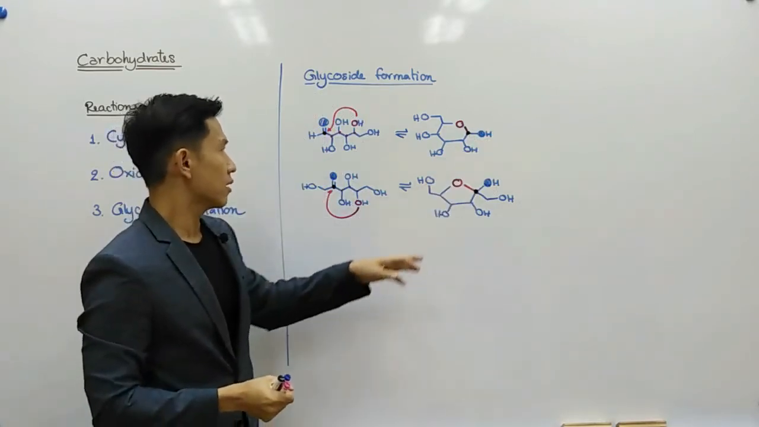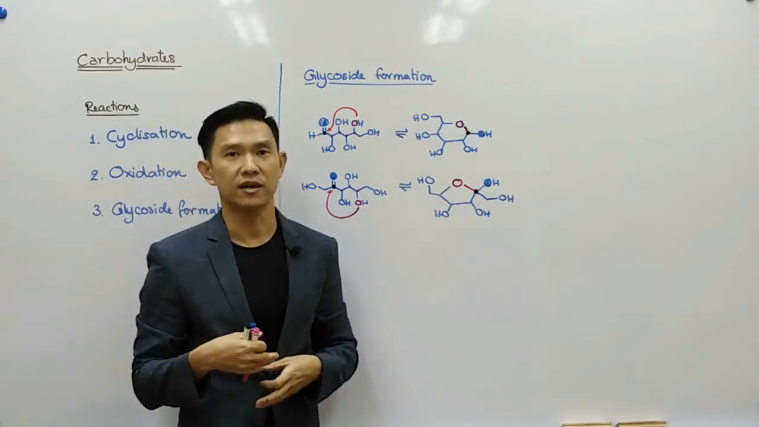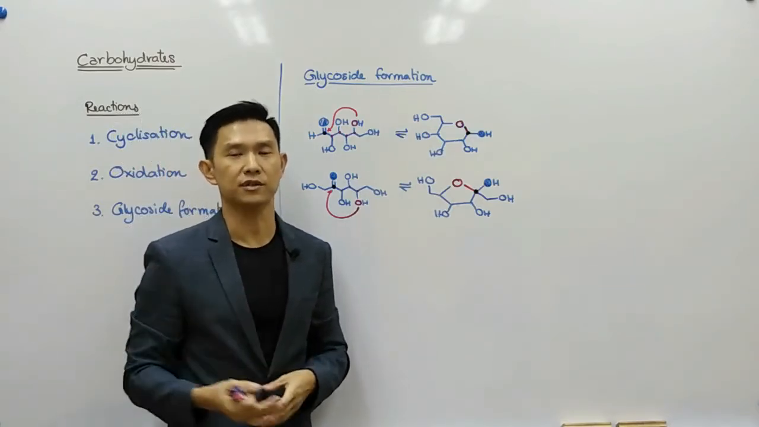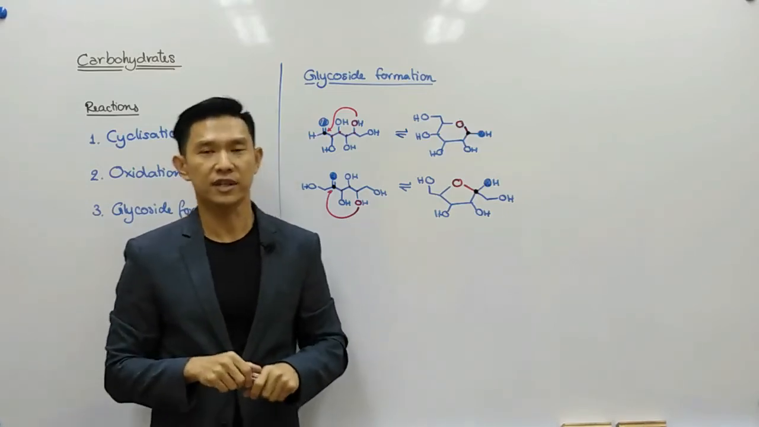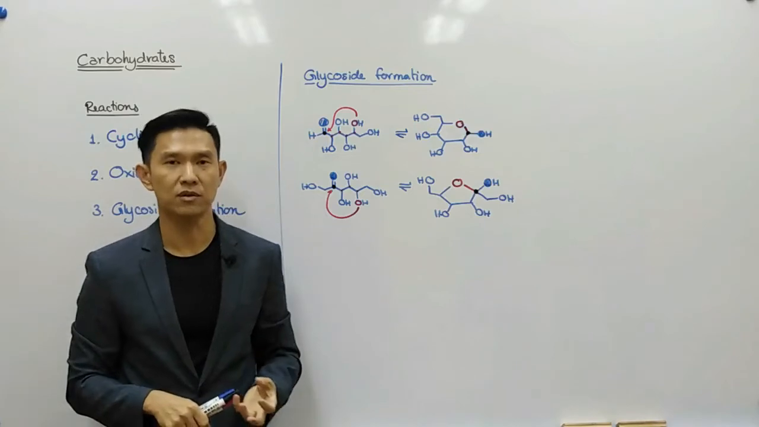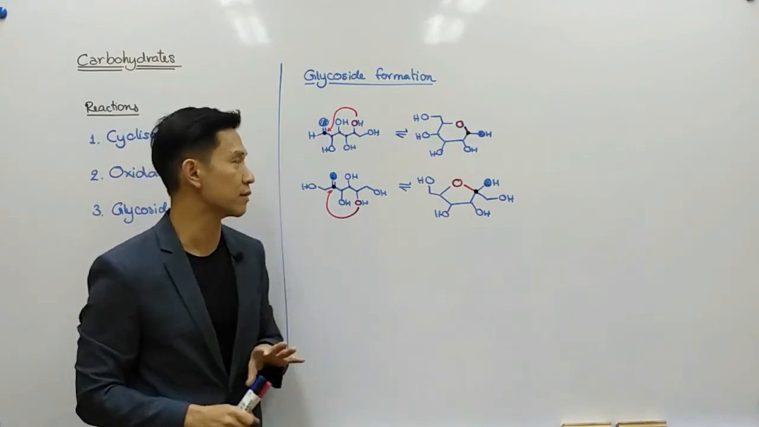Now, every OH can act as a hydroxyl group. So it reacts exactly the same as other kinds of alcohols. For example, it can react with sodium metal, liberating hydrogen gas as a product, for example.